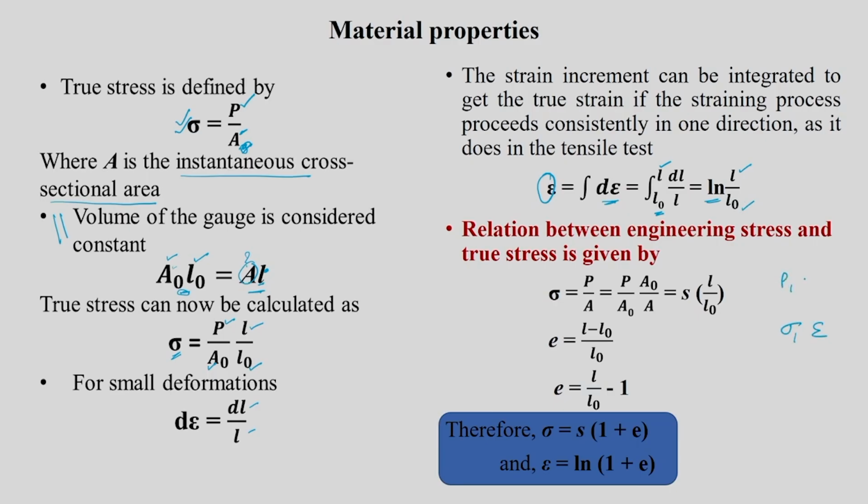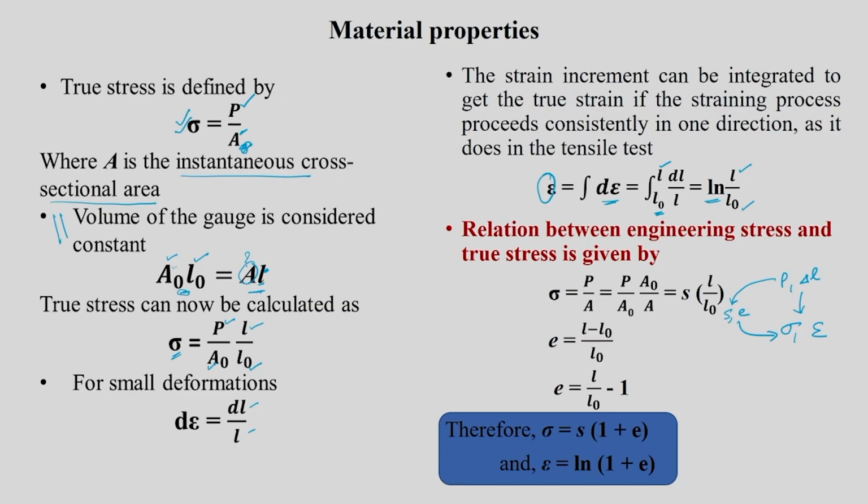So, you have the load versus delta L curve. From there onwards, you can directly get sigma versus epsilon. That is one way. There is another way also: from P and L, you can get S and E, that means engineering stress and engineering strain. From there also you can get sigma and epsilon, which is what is given here.